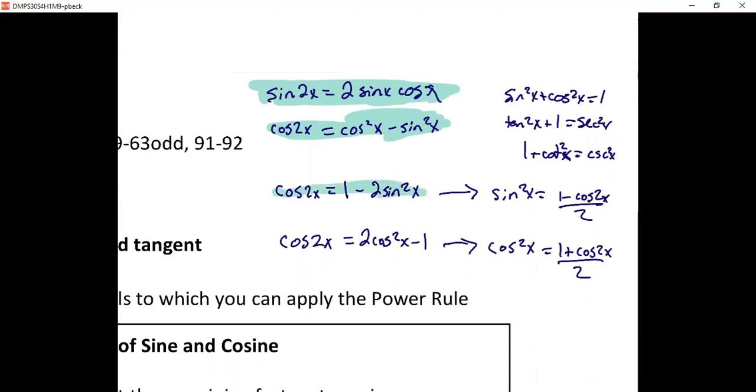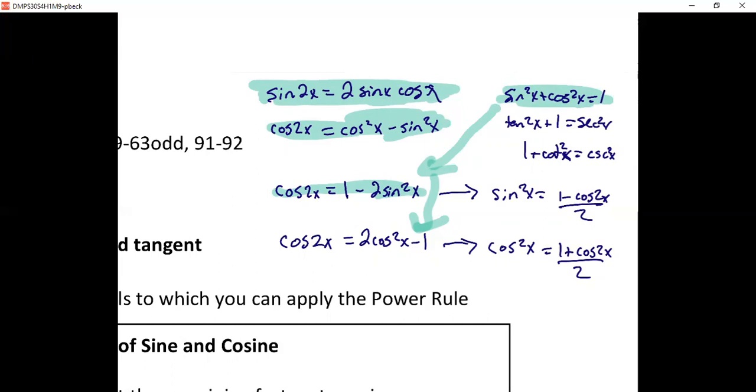1 minus 2 sine squared, which if we use the Pythagorean identity, sine squared plus cosine squared equals 1, that's how we get that one. And it's also how we get that one down here, 2 cosine squared minus 1. Now for today, we're going to be doing some work with these double angle formulas, but we are going to do what we call the power reducing formulas.